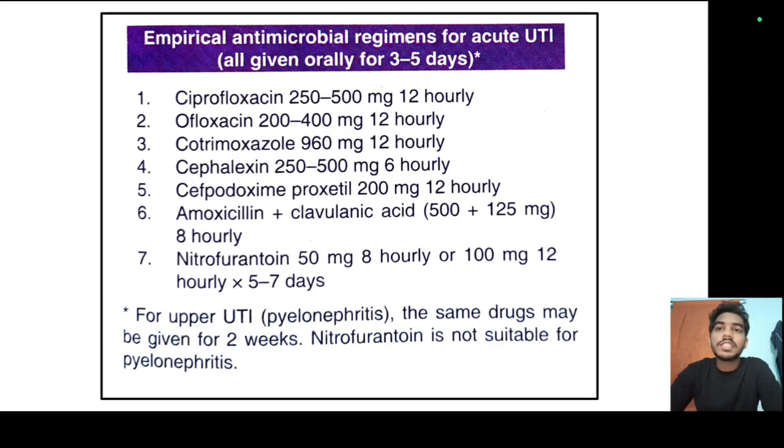Empirical antimicrobial regimens for acute UTI: ciprofloxacin, ofloxacin, cotrimoxazole, cephalexin are used in acute UTI. For upper UTI, like in pyelonephritis, the same drug may be given for 2 weeks, but nitrofurantoin is not suitable for pyelonephritis.